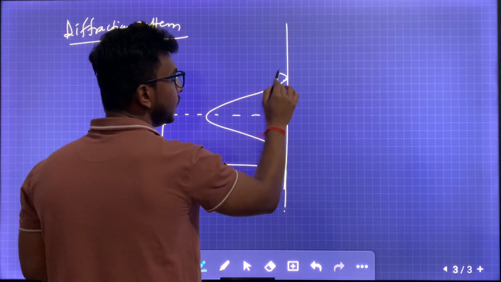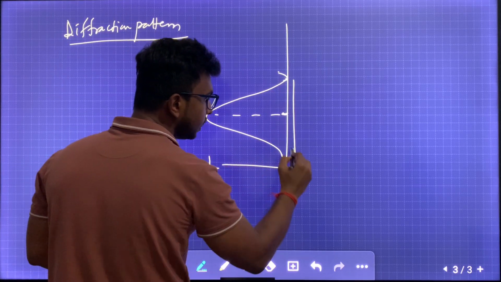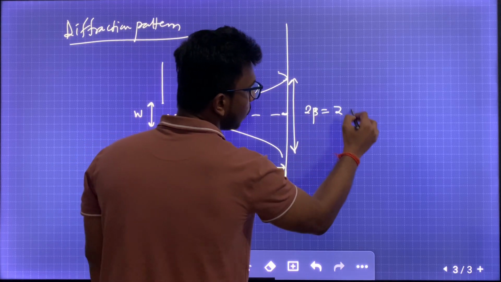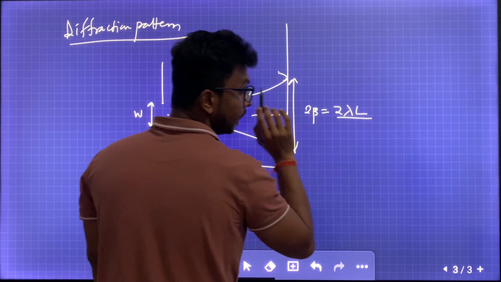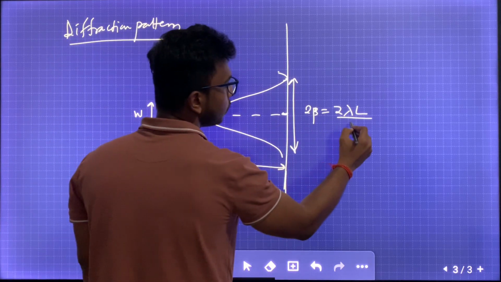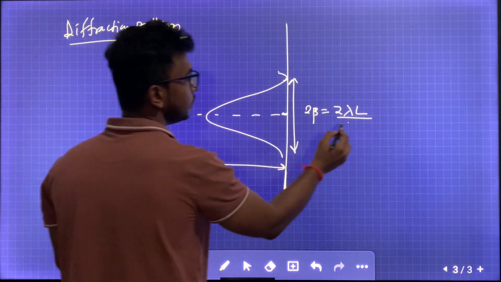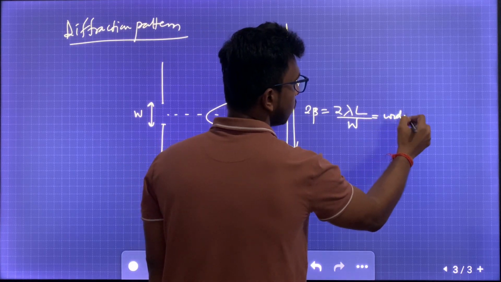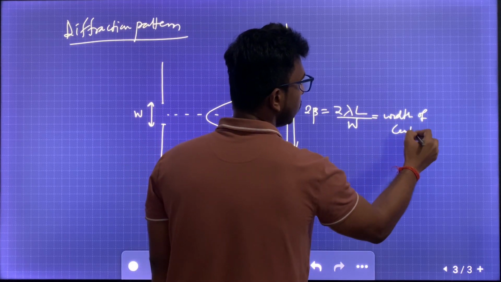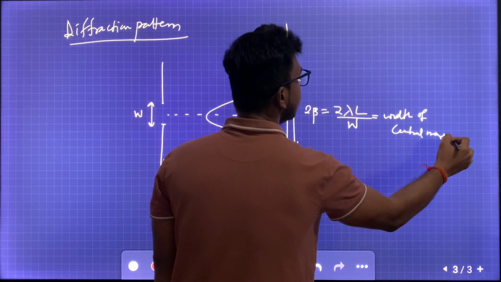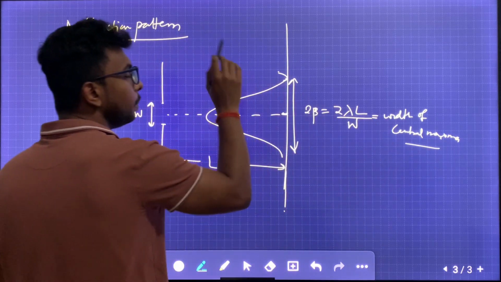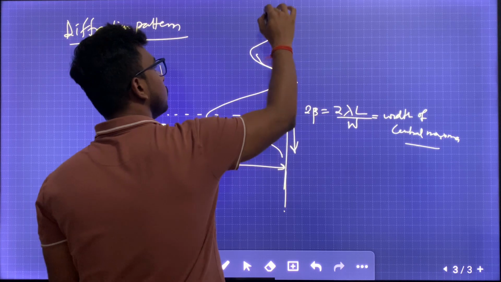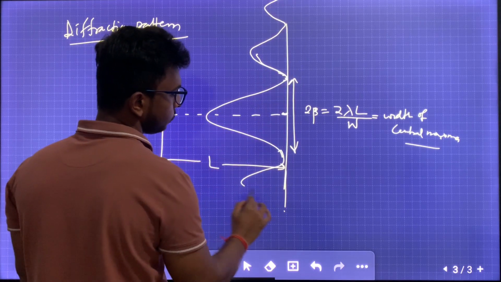Now when the maxima widens up, what happens? The central maxima has a width 2 times beta, which is 2 lambda L by, instead of small d, now I have width, that is W. This is the width of the central maxima. Width of central maxima. And its intensity is more. Now the remaining maximas, what happens? Exactly the same. And it will keep going.